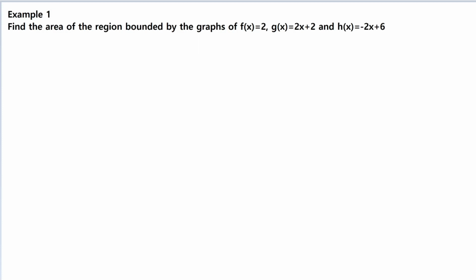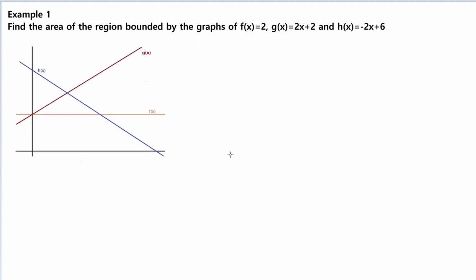Find the area of the region bounded by the graph of f of x equals 2, g of x equals 2x plus 2, and h of x equals negative 2x plus 6. Here's the graph. Now the area that we want to calculate is that pink region. Okay, so let's try to solve this pink area with respect to x first.